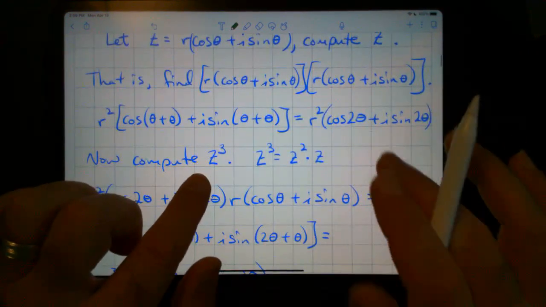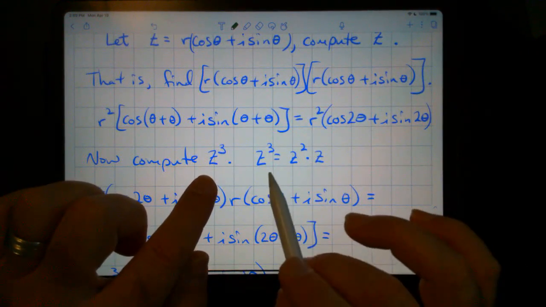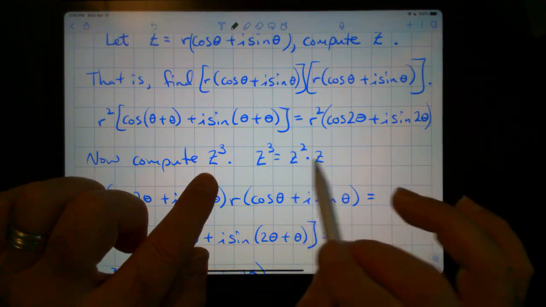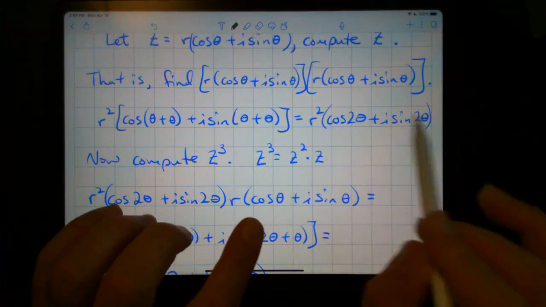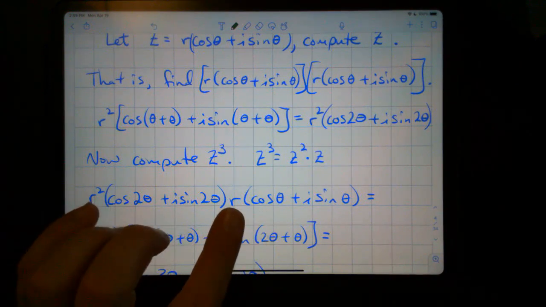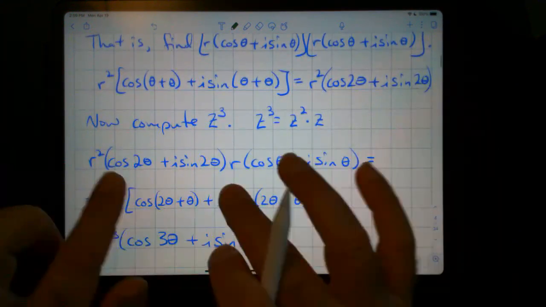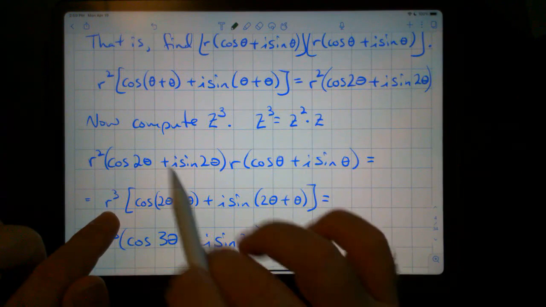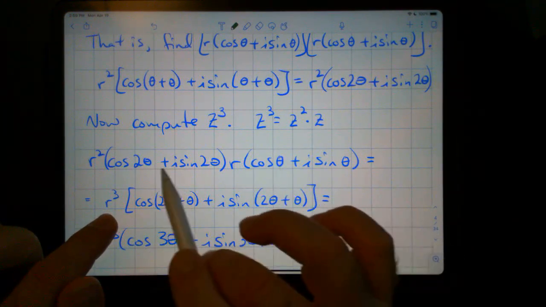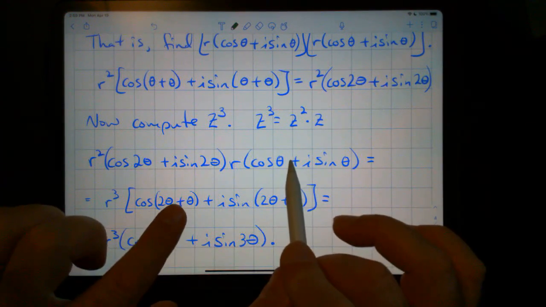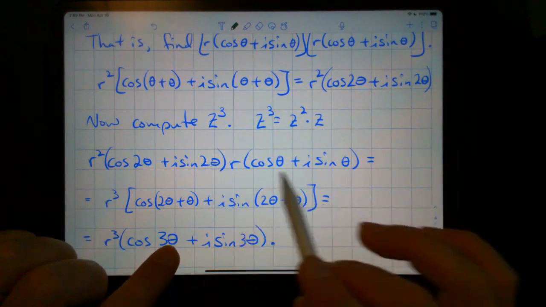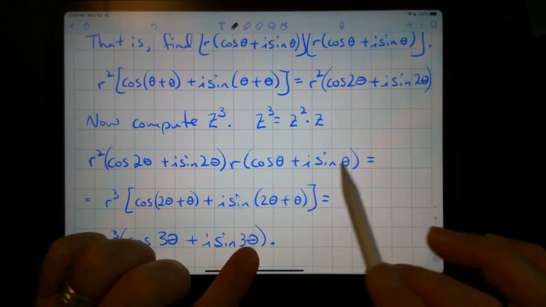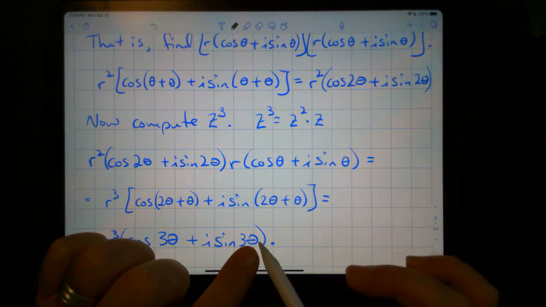And then if we compute z cubed, it is just z squared times z. So since this is z squared, it's this times z. And again, we're going to multiply the moduli. And then for the cosine, we're going to add the angles. 2 theta plus 1 theta is 3 theta. Same thing with the sine. We're going to add the angles. 2 theta plus 1 theta is 3 theta.